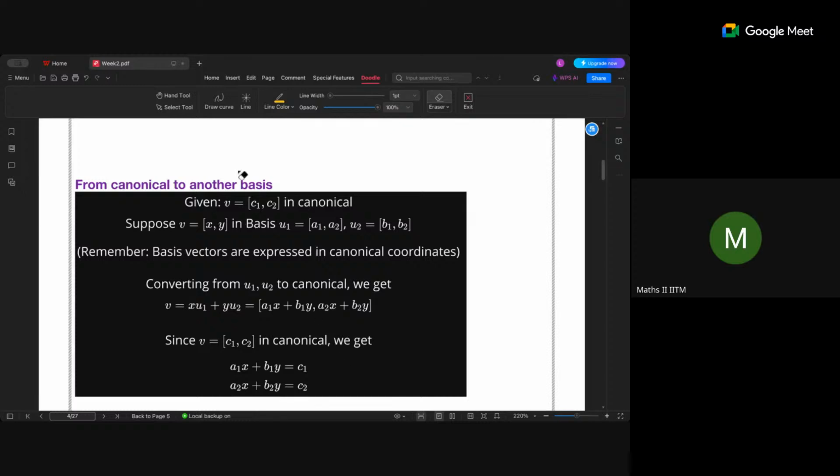So here your x comma y is the coordinates of v with respect to u1, u2. This is what you mean by generalizing, right? Yes, yes, ma'am. Okay.